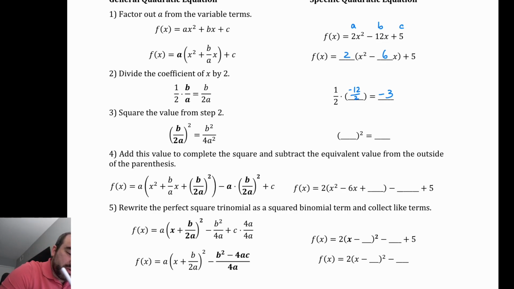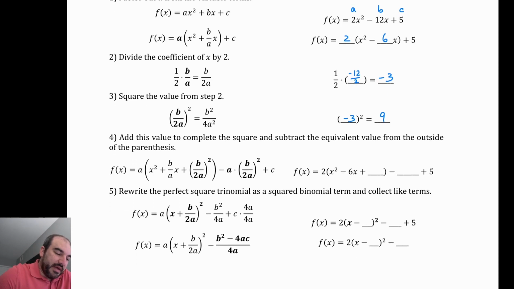And then we're going to square the value from step 2. So we're going to square this final value that we got here, negative 3. We're going to square that. That gives us positive 9. Next step is to add this value to complete the square in this parenthesis.